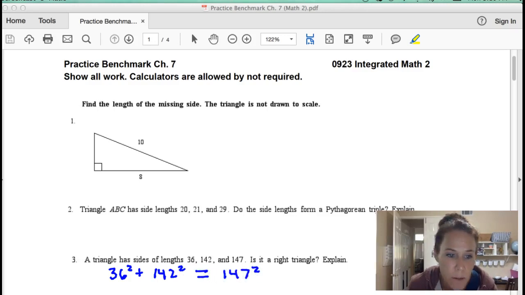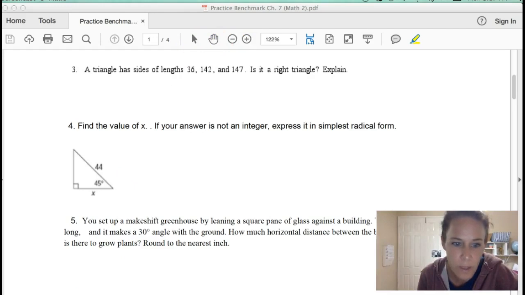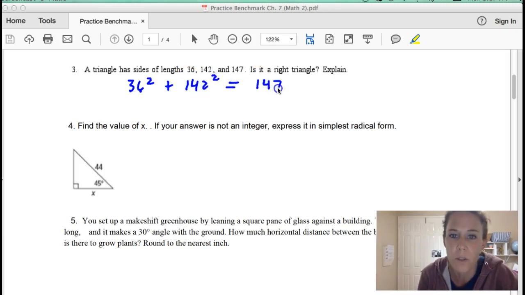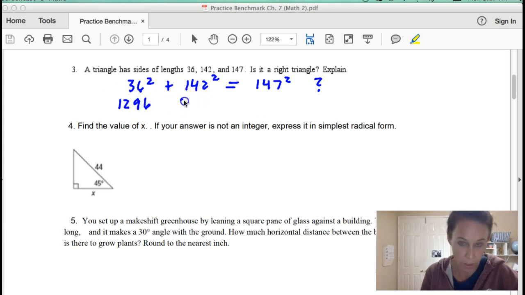Let me scroll this down. All right, it just erased this, so let's write this again. 36 squared plus 142 squared, does that equal 147 squared? Question mark. Well, check it. 36 squared is 1296. 142 squared is 20,164. 147 squared is 21,609. If I add these together, is it going to equal this?